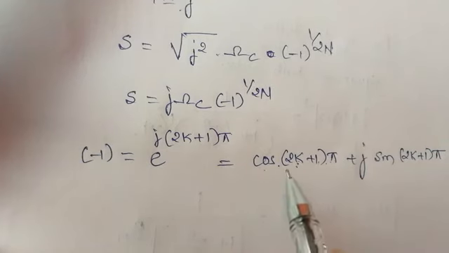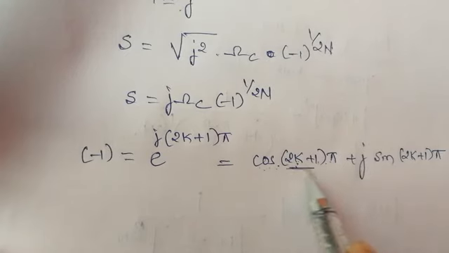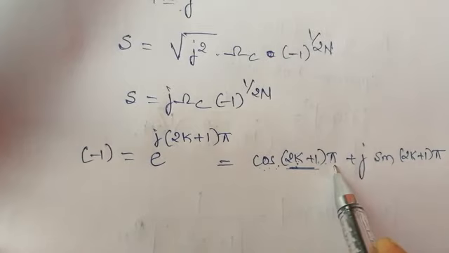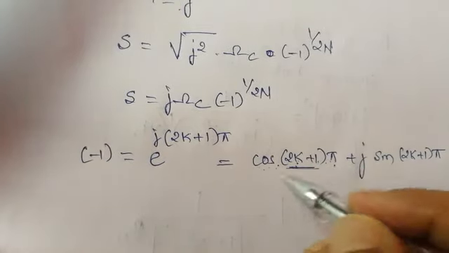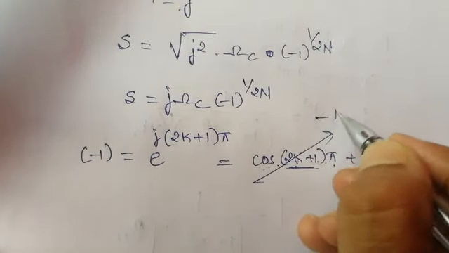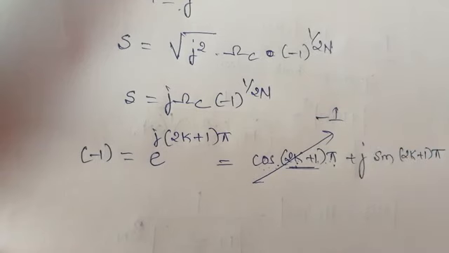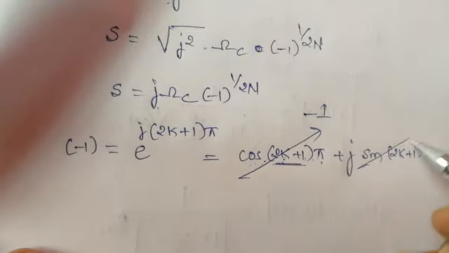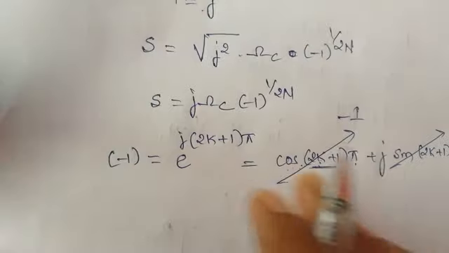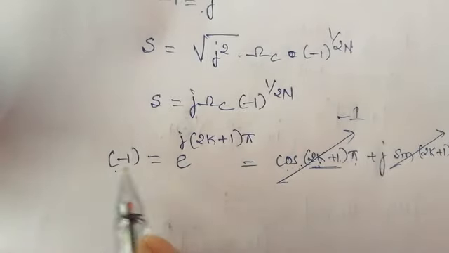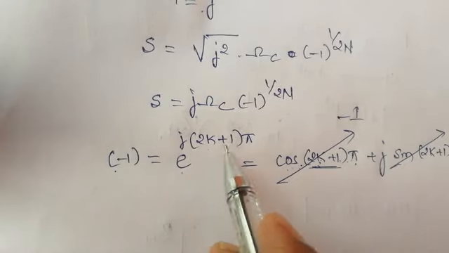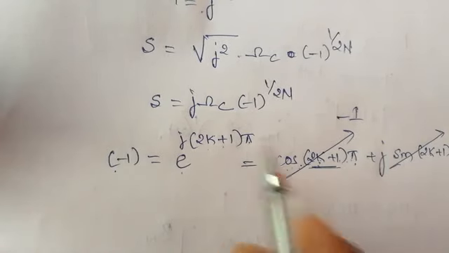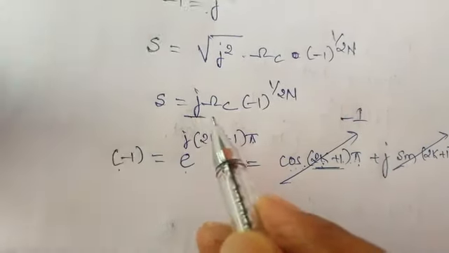So any value you substitute for k, we are getting what? Cos of odd multiples of pi. We know that cos of odd multiple of pi results in minus 1. Next, coming to here, similarly substitute any value of k here, we are getting 0 here. Hence, minus 1 equal to what? E to the power j (2k plus 1) into pi. And one more, what is the value of j?